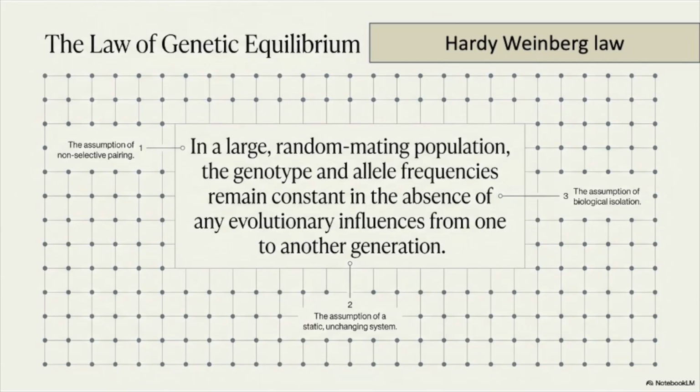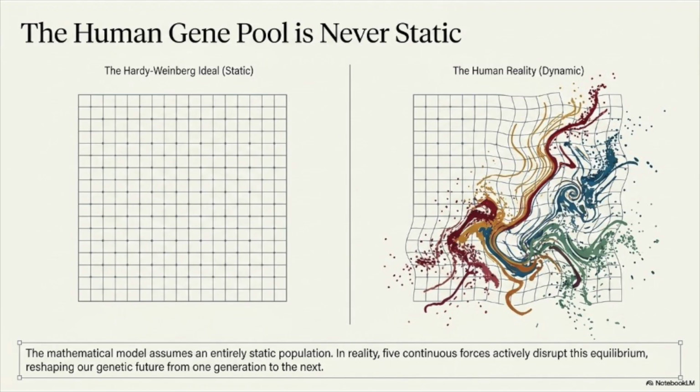But in reality, the human gene pool is never static. While the Hardy-Weinberg ideal describes a perfectly still grid-like population, the human reality is dynamic, constantly shifting and swirling due to multiple influences. The mathematical model assumes an entirely static population, but in truth, five continuous forces actively disrupt this equilibrium, reshaping our genetic future from one generation to the next.